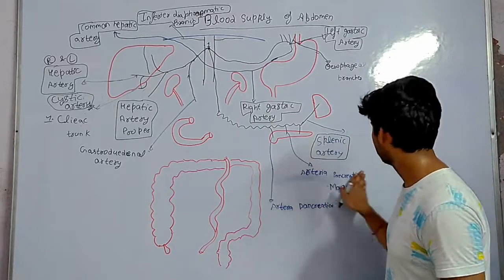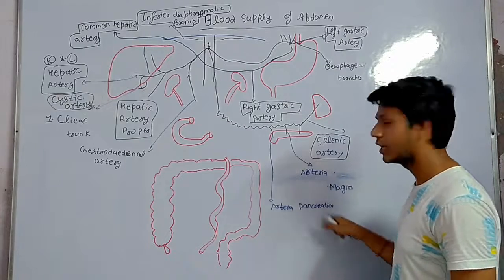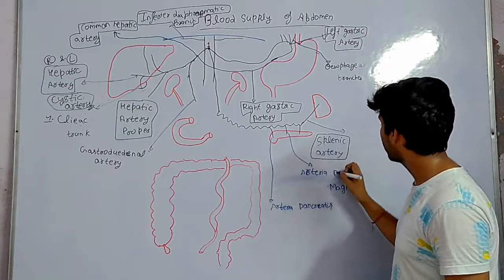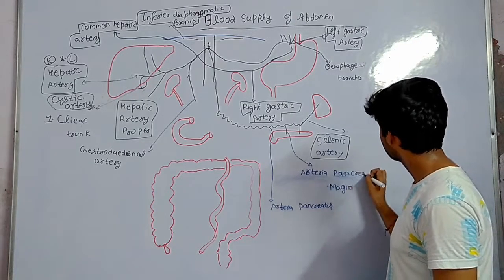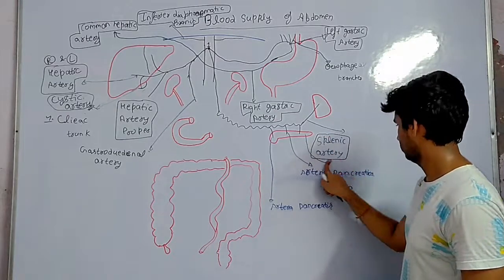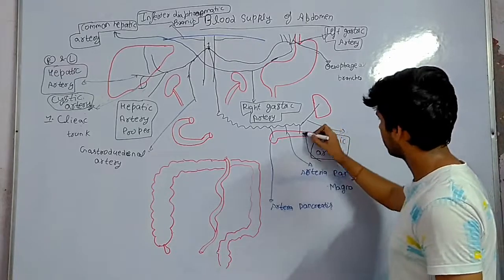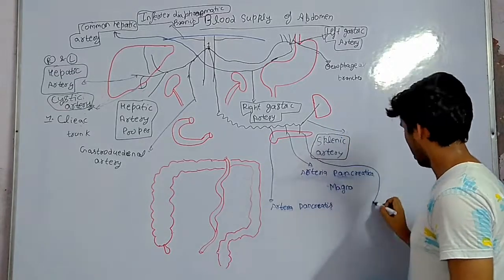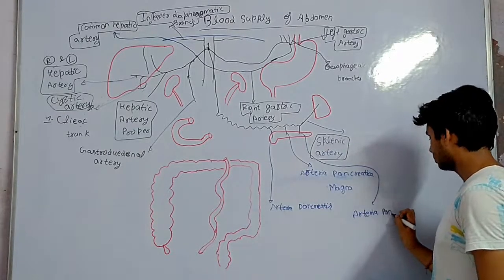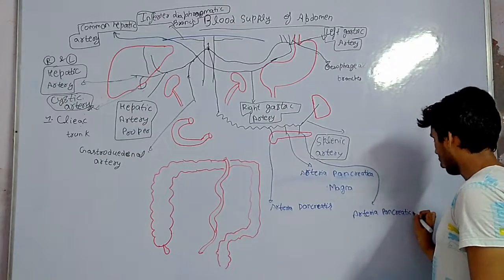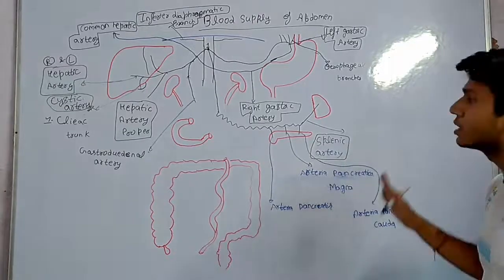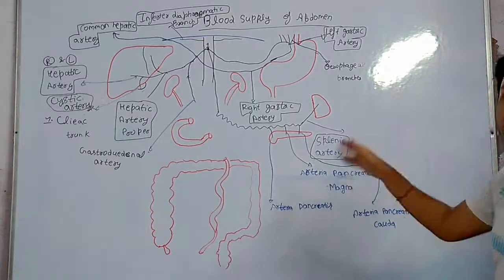Arteria pancreatica dorsalis, arteria pancreatica magna, and the third branch is arteria pancreatica caudalis. Then these are the three branches which supply the pancreas through splenic artery.